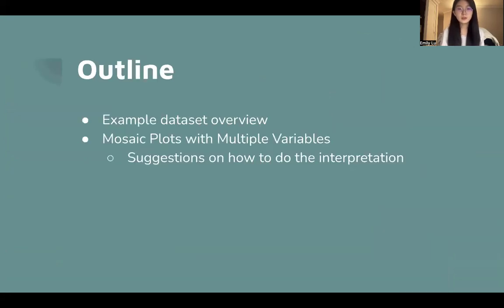So here is a brief outline for my presentation today. I'm going to first do a quick overview on the example dataset I'm going to be using for the presentation, and then I'm going to provide some suggestions on how to do the interpretation.